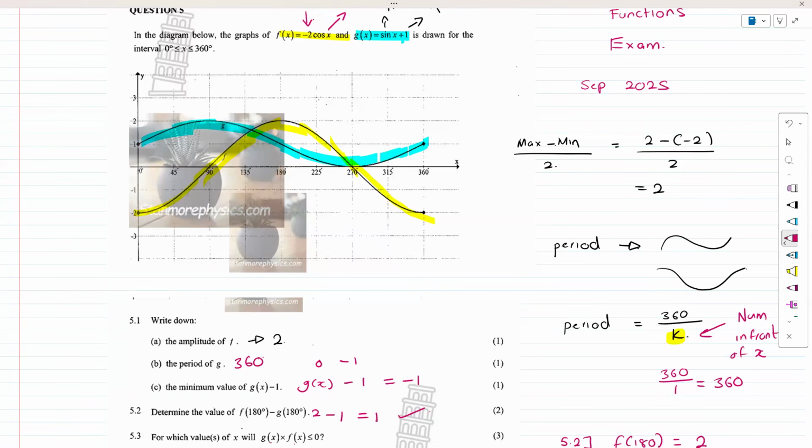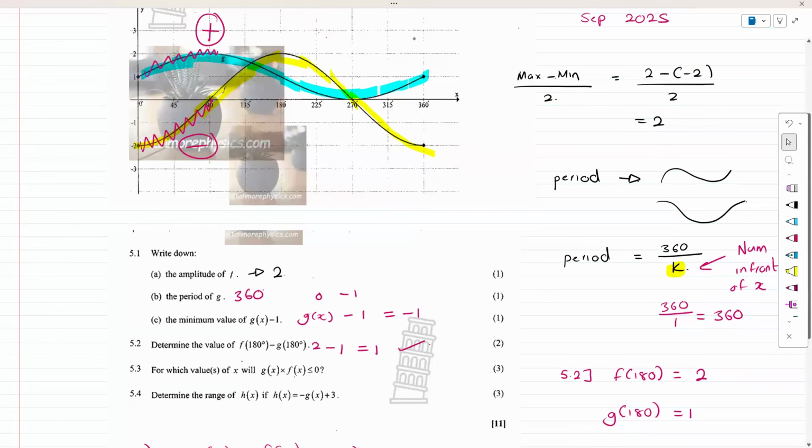Now let's start. They want g of x times f of x. The only time we would get a negative answer is if one is positive and one is negative. So look at all of this. This is all negative values. And then look at all of this. This is positive value. So that's the part I'm exactly looking for. This part, this is what I'm looking for.